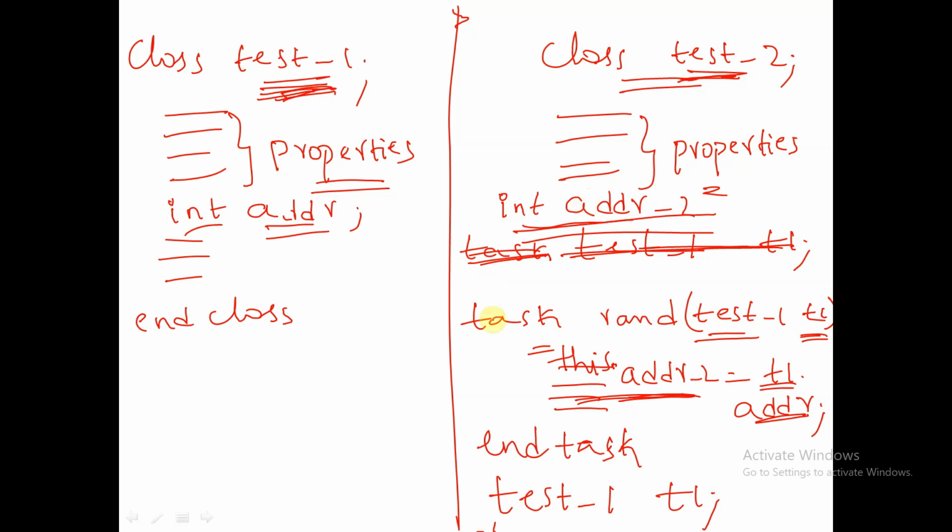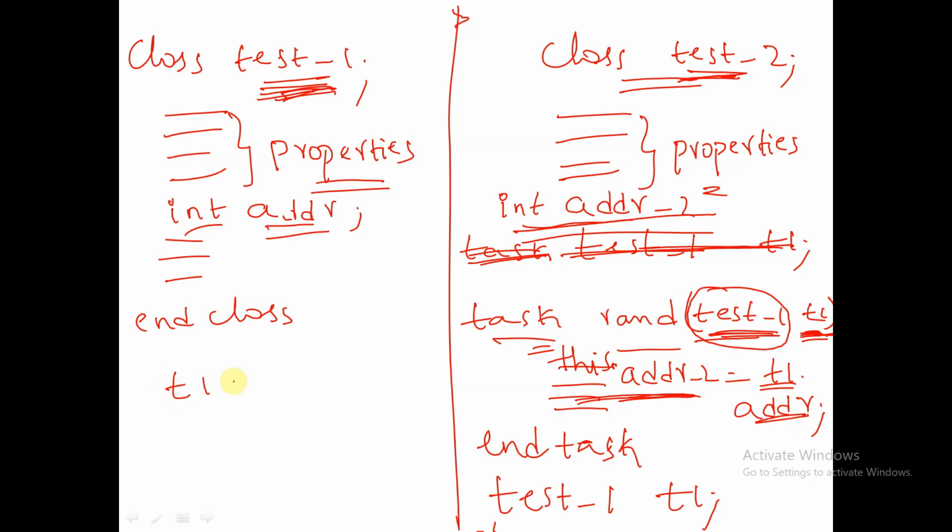The syntax is task rand, and the handle should be of test_1, t1. So we are directly passing the object. If we want to pass objects, we should declare the class name followed by the handle name, so that only then can we pass objects to this task. In this task, I am assigning this.addr_2 is equal to t1.addr. Presently t1 is pointing to null.